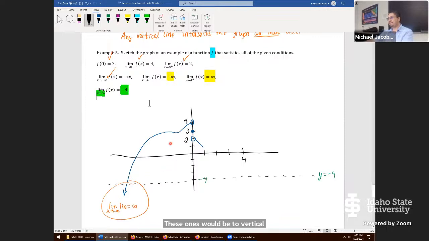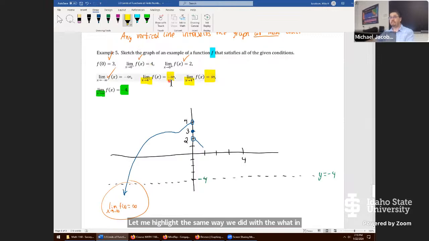these ones would lead to vertical asymptotes. Well, looks like just one because the input is a 4 here and a 4 there. Let me highlight the same way we did with the one in green. Because this time we're heading towards a finite number, but we got an infinity, same here, finite and infinity. Those are the ones that lead toward the vertical asymptotes. So let's put them down.